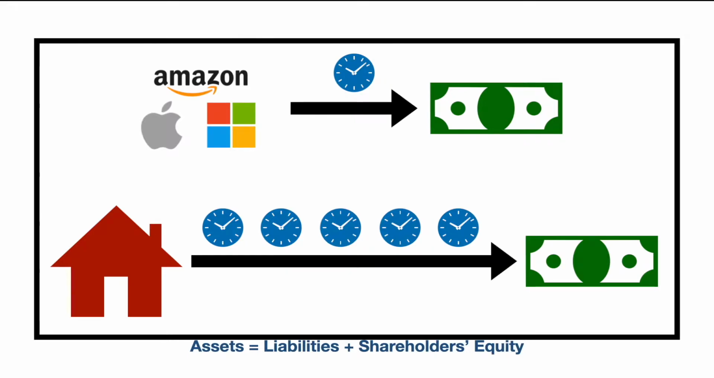On the other hand, assets that take a long time to be converted into cash are considered illiquid, like a house, for example. Houses can go unsold for many months, and even when they are sold, the process to finalize a sale can take a while, so they're considered illiquid.